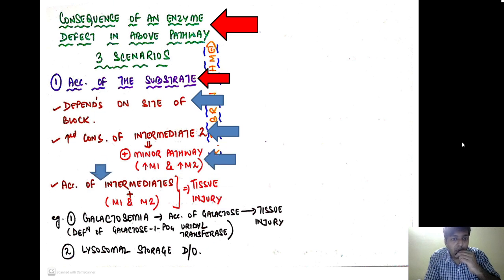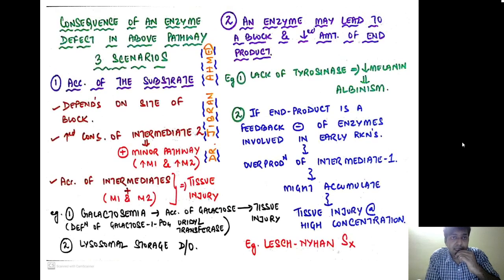So accumulation of all the different kinds of intermediates, including those formed via the minor pathway, can lead to tissue injury. Just remember, whenever there is an enzyme deficiency, the substrate is going to accumulate and can lead to tissue injury. The first example here is galactosemia. Here there is a deficiency of the enzyme galactose 1-phosphate uridyl transferase, which leads to the accumulation of a substrate called galactose, and excessive accumulation of this galactose will cause tissue injury. Similar things happen in lysosomal storage disorders, where there is a deficiency of lysosomal enzymes leading to accumulation of different intermediate products. Now let us look at the second scenario.